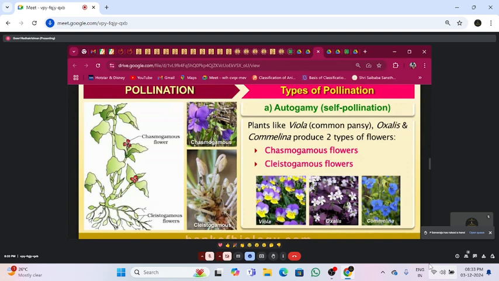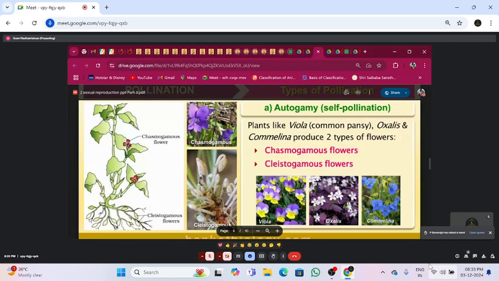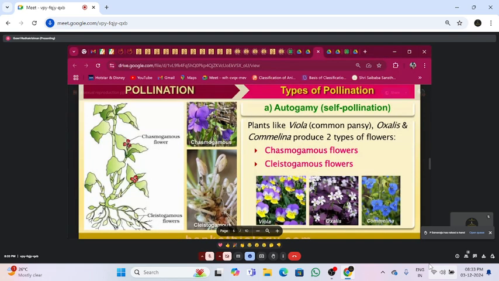At this point, I have to tell you about chasmogamous flowers and cleistogamous flowers. Cleistogamous flowers are ones which don't open at all, so they fertilize inside themselves, within the same flower itself.